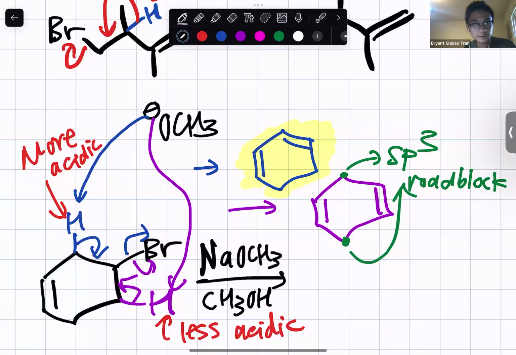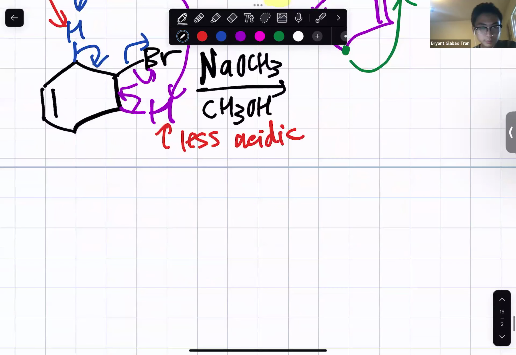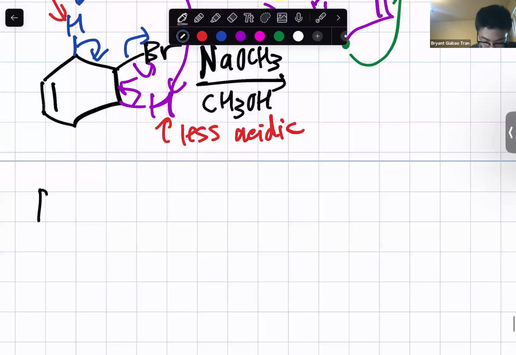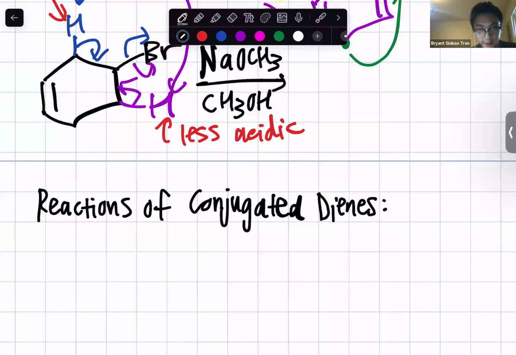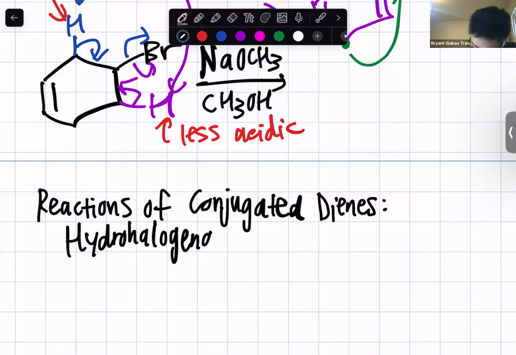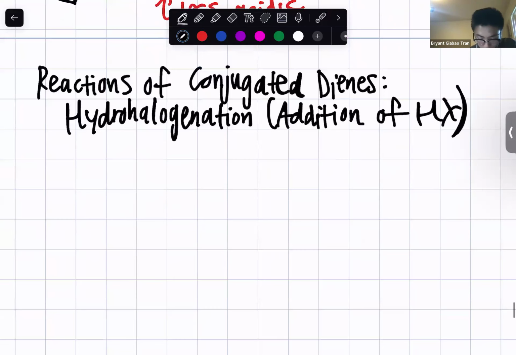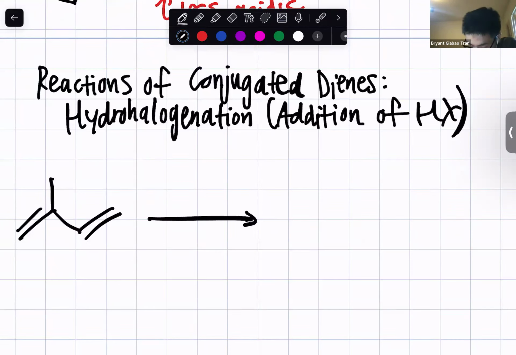Okay, let's go over the reactions of conjugated dienes now. Where the first one is going to be hydrohalogenation, or the addition of HX. Okay. An example would be something like this. Let's say we have that conjugated diene there, and we put that under HBr.